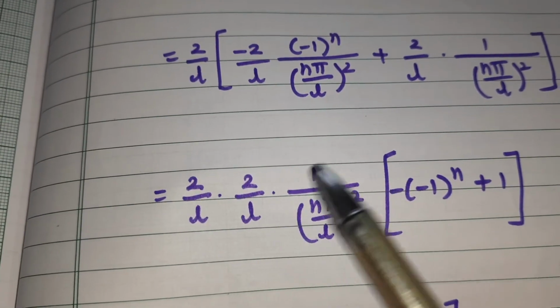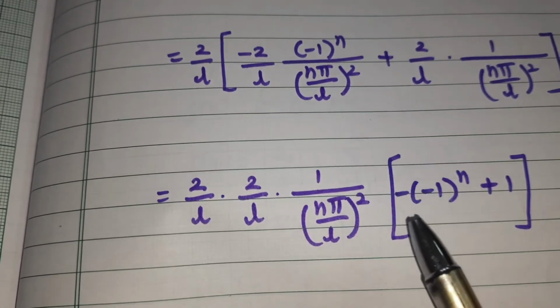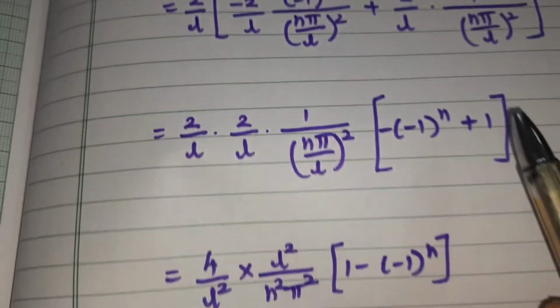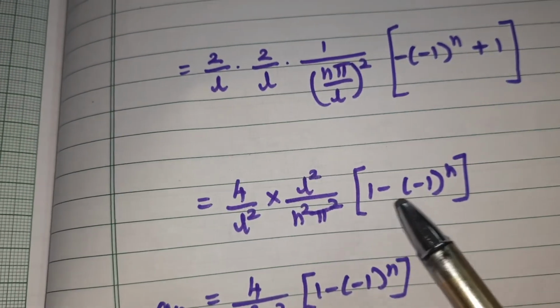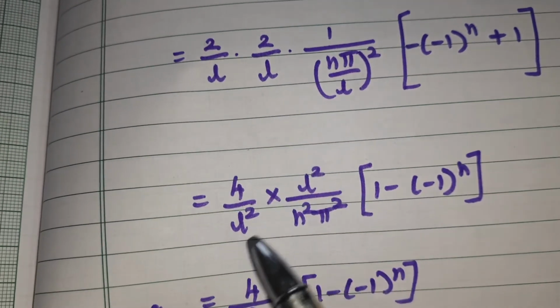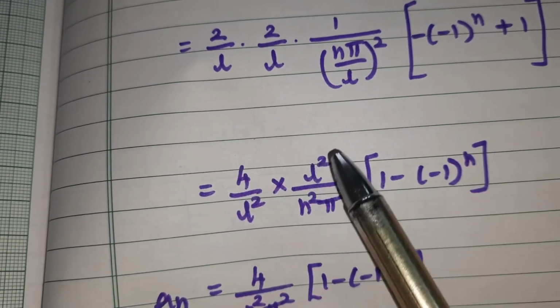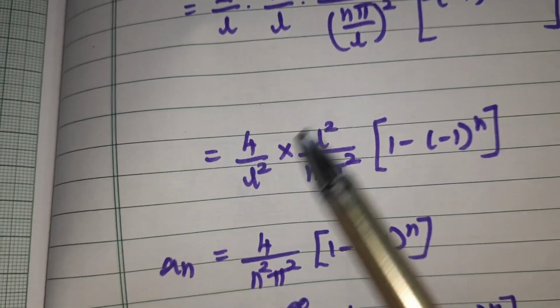Take 2 by L into 1 divided by (n pi by L) the whole square as common. Therefore minus 1 the whole power n plus 1 can be written as 1 minus of minus 1 the whole power n. Here 2 into 2 is 4, and L into L square. Here take L to the numerator. Therefore L square divided by n square pi square. Here n square and L square get cancelled.